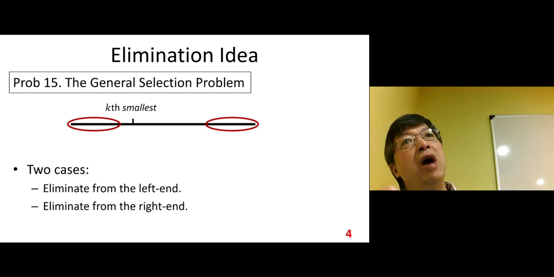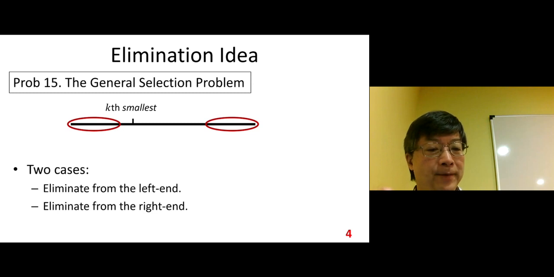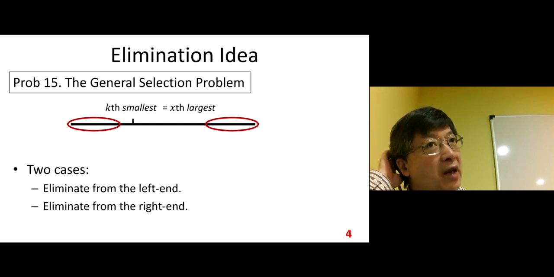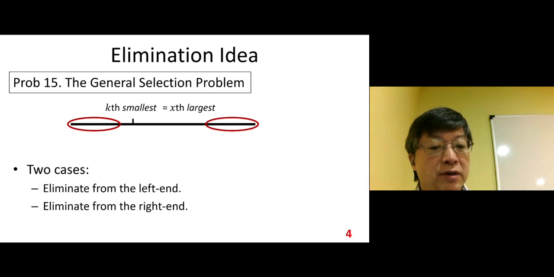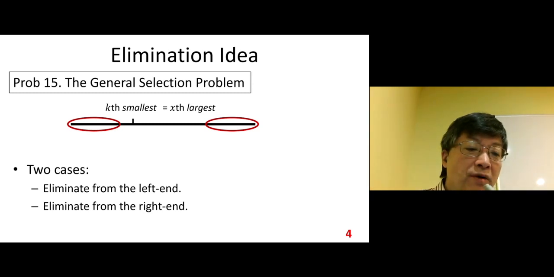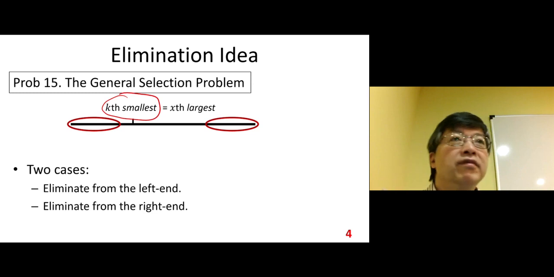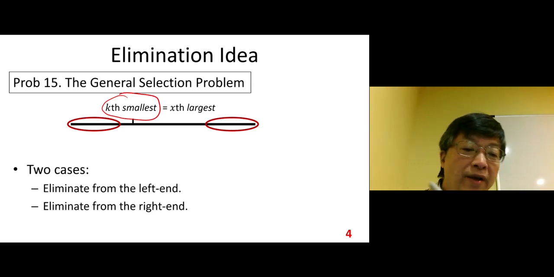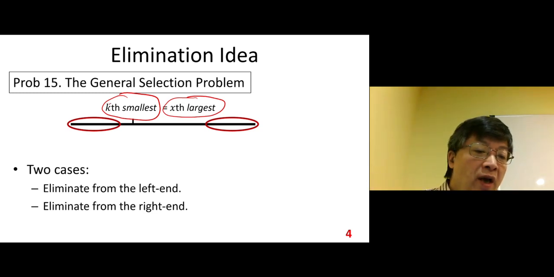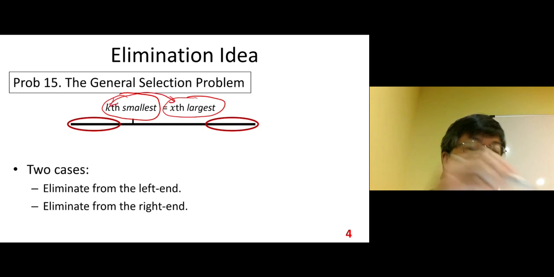So if you view this problem in two different ways, the kth smallest element is also the xth largest element. So this element has two roles: one, kth smallest, another, xth largest element. Same thing. But what is the relationship between k and x?